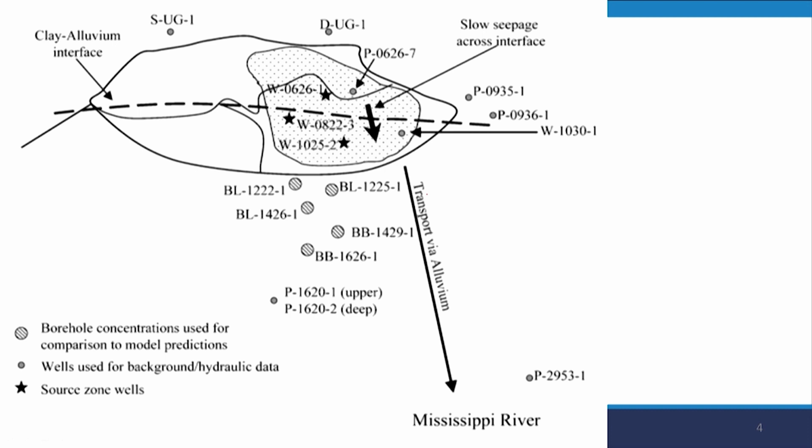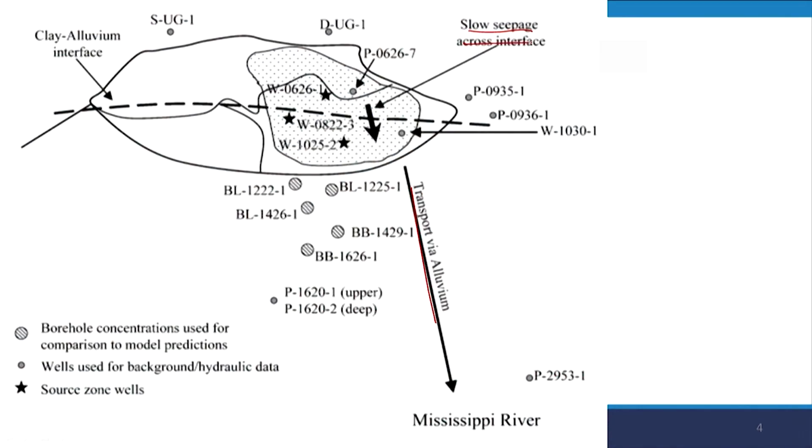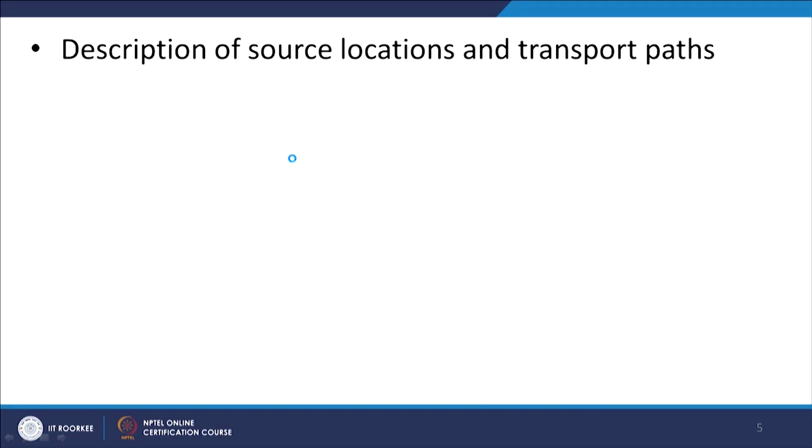So this is what they came up with. So transport via alluvium. As we looked at the data, this particular zone has remarkably high hydraulic conductivity, that is something to keep in mind, and also slow seepage, it seems, across the interface here, that is something to keep in mind. So that is their model here. And again we are going to look at the source location and transport paths.